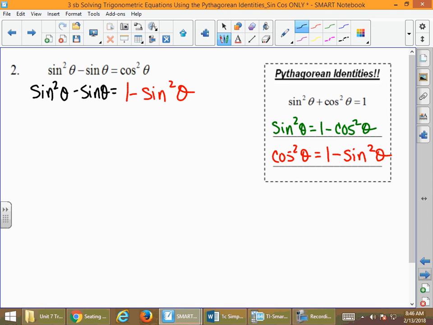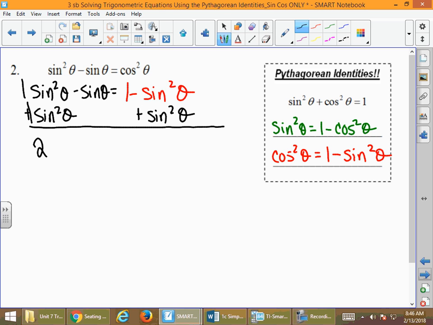Well, let's put everything on the same side of the equals. We can add sine squared theta to both sides. So we do. This is 1 sine squared theta plus 1 sine squared theta, which is 2 sine squared theta, minus sine of theta. And not only should I have added the sine squared, but let's move the 1 over also. Equals 0. Should look fairly familiar here.